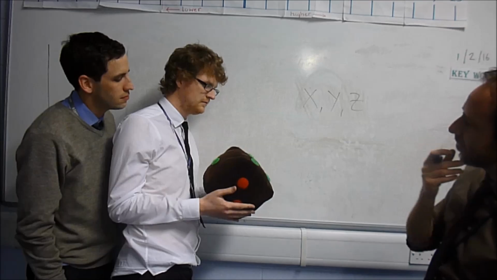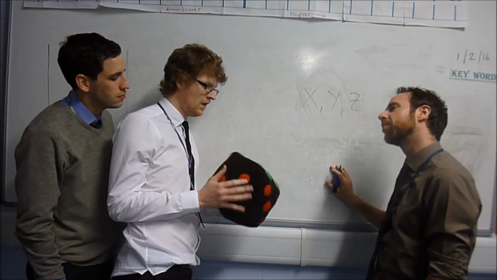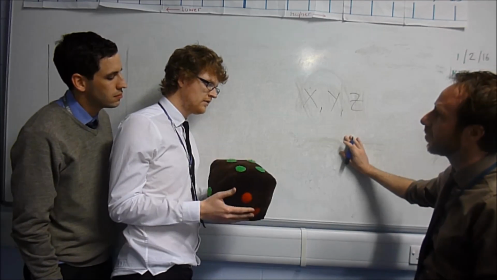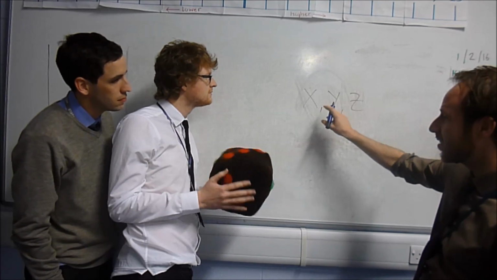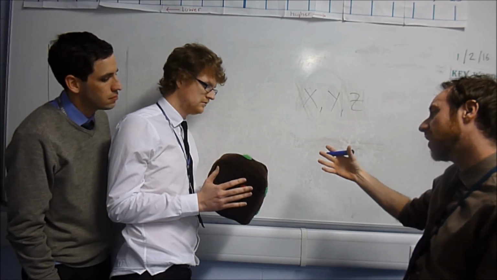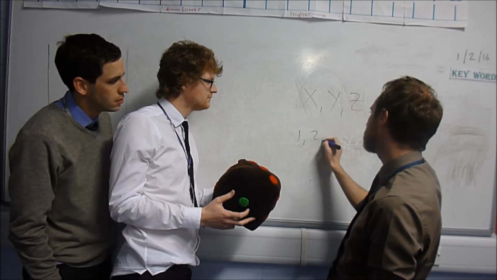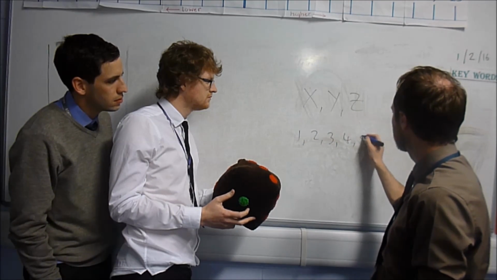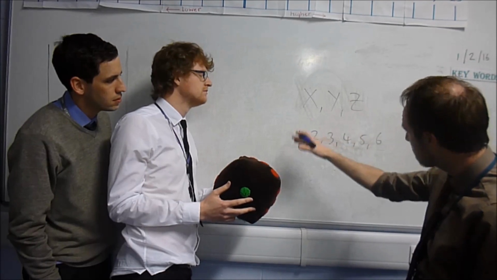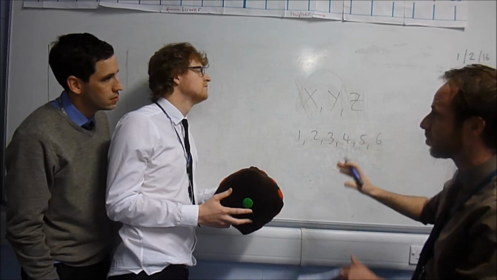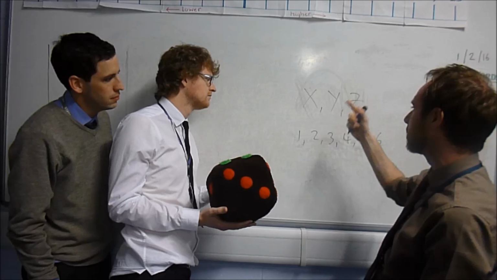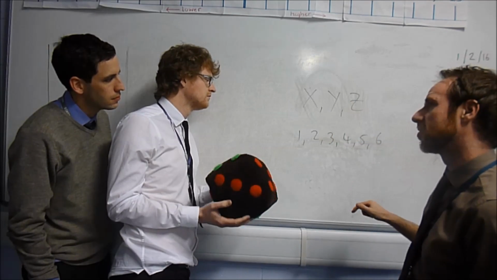Now, what different outcomes could we get? Oh, we've got the numbers 1 to 6, so 1, 2, 3, 4, 5, 6. So our random variable could take on one of 6 possible values. It could be a 1, 2, 3, 4, 5, or 6. And writing them all down, that's what we call a sample space. That shows us all the different values that our random variable could take.